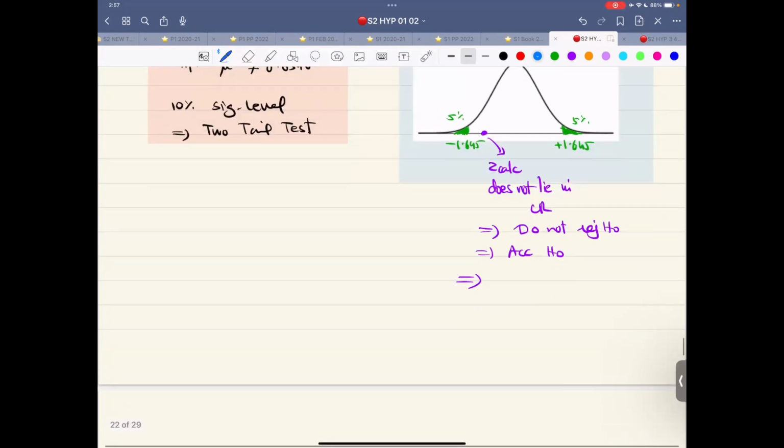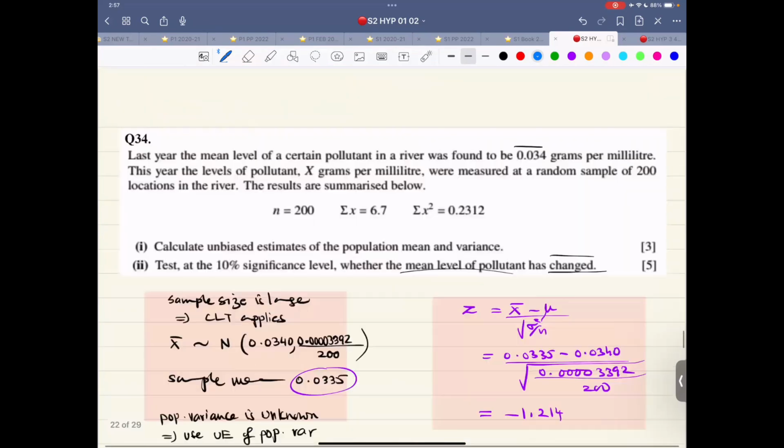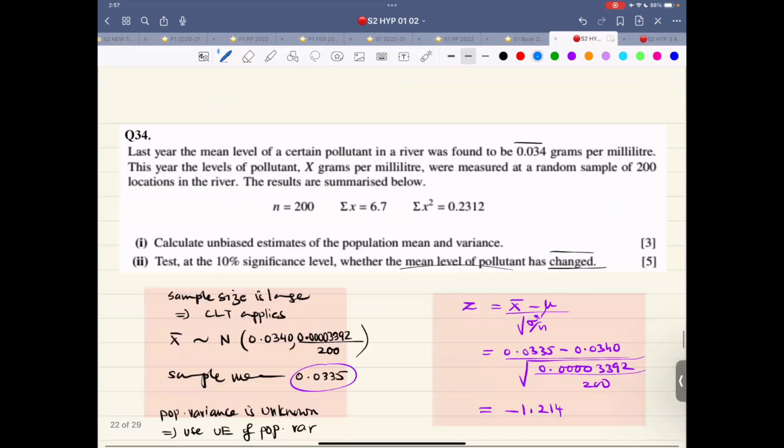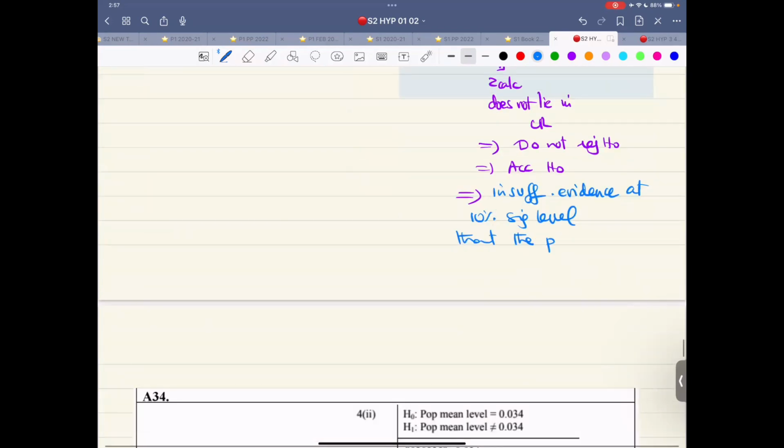Why are we accepting H0? Because there is insufficient evidence at the 10% significance level. Do mention the percentage. What is the pollution level? The mean level of a certain pollutant. The pollutant, the mean pollutant level. So do write that the mean pollutant level has changed.